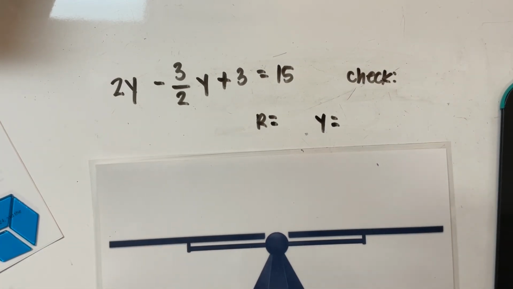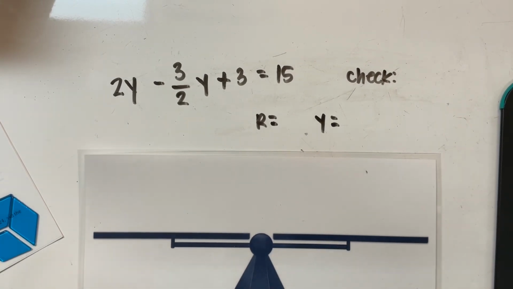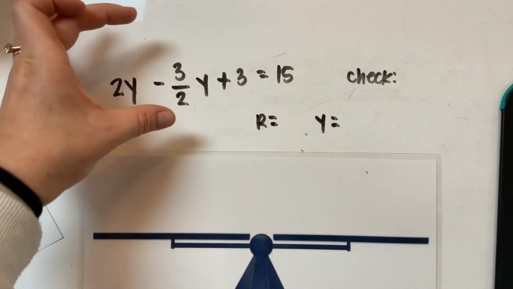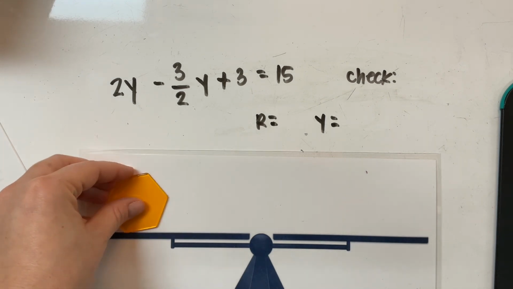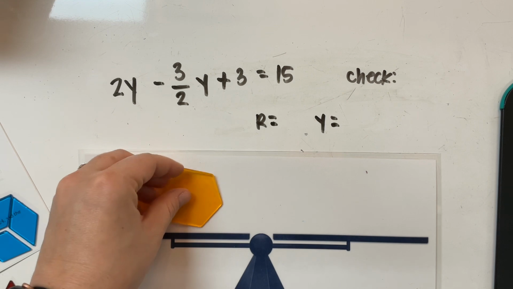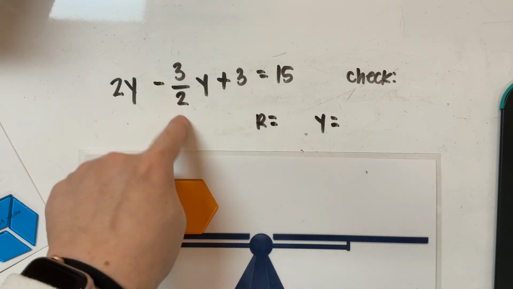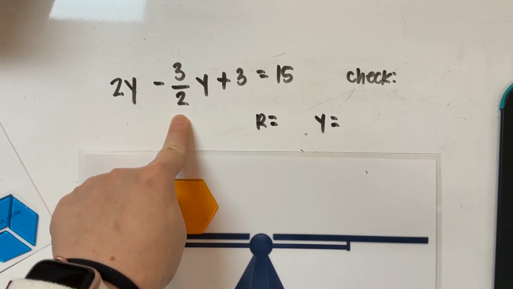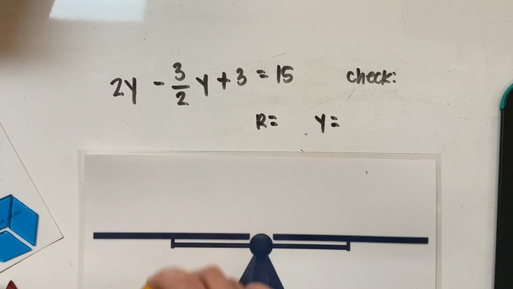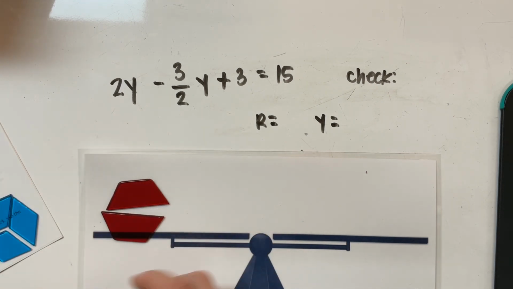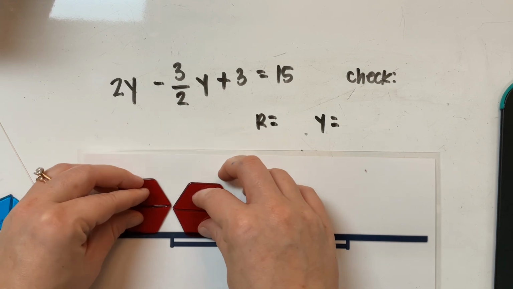So if you've done hands-on equations before, subtraction, you're kind of used to it. We're going to literally build this as it says. So the first thing I would put down is my 2y. 1, 2. My next step is to subtract 3/2. So in order to do that, I first have to turn these into halves. Okay, so I've turned them into halves.